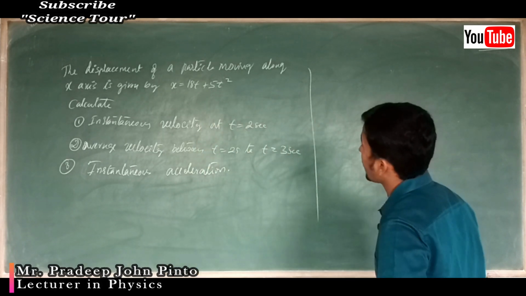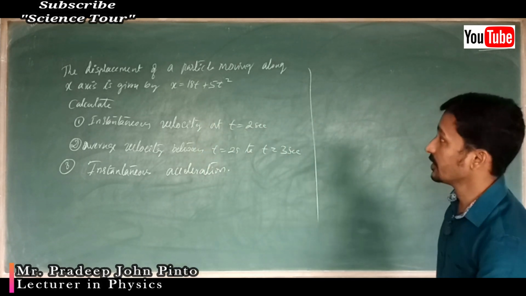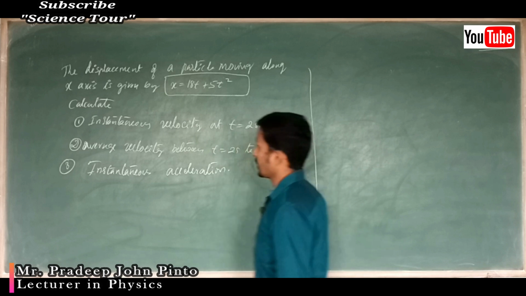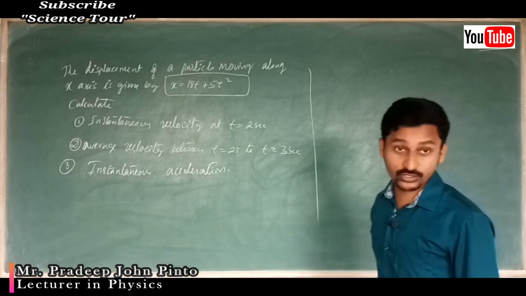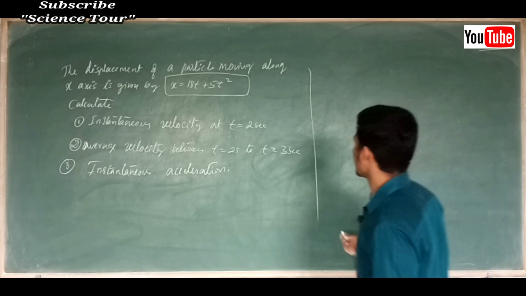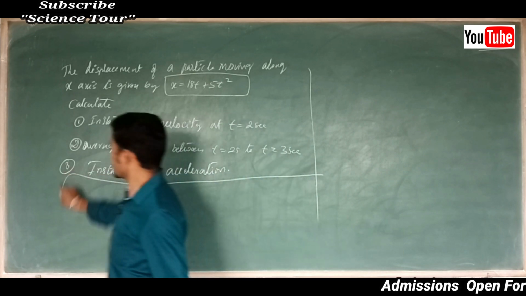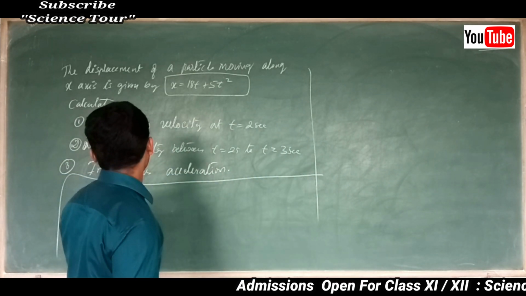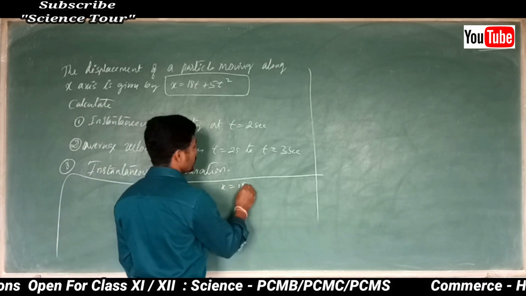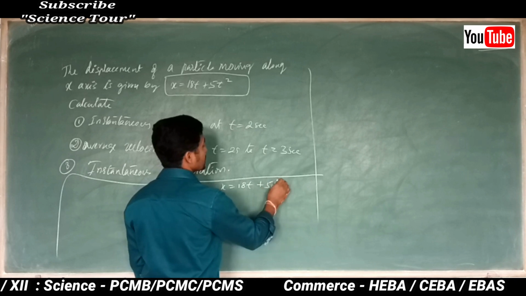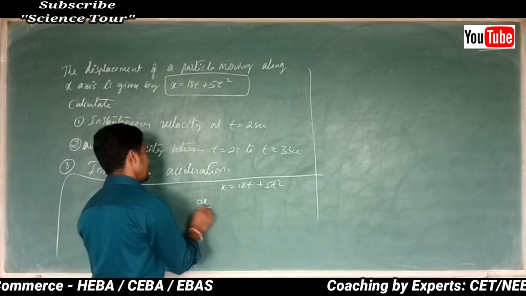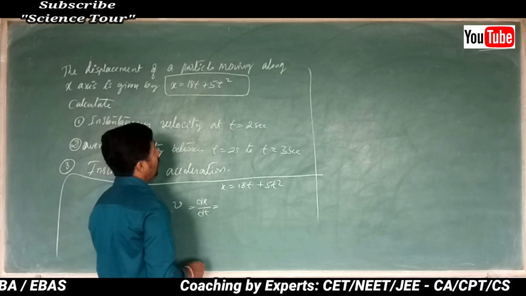The displacement of a particle moving along the x-axis is given by x is equal to 18t plus 5t square. You have to find out the instantaneous velocity at t is equal to 2 seconds, the average velocity, and the instantaneous acceleration. We are going to find out the first answer: instantaneous velocity at t is equal to 2 seconds. We have x is equal to 18t plus 5t square. Along with me do it. Now dx by dt, how much? dx by dt is nothing but instantaneous velocity. Velocity is nothing but how much?